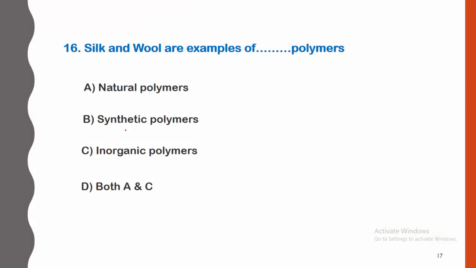Next, the silk and wool are examples of dash polymer. A. Natural polymer, B. Synthetic polymers, C. Inorganic polymers, and D. Both A and C. So the right answer of this question is natural polymers. Silk and wool are examples of natural polymers.